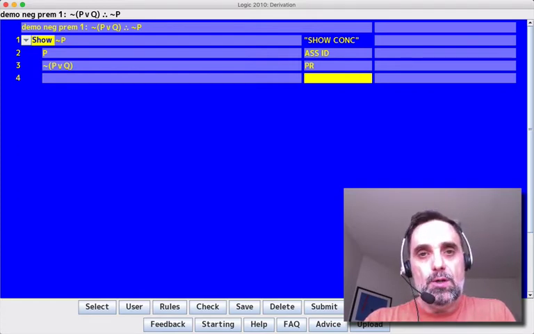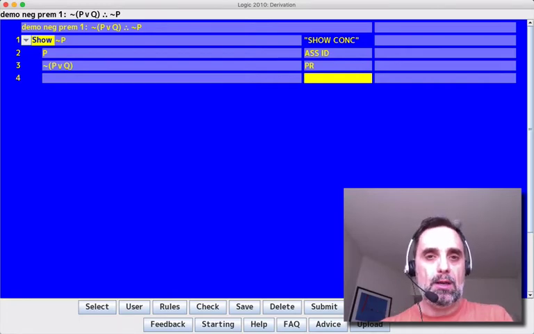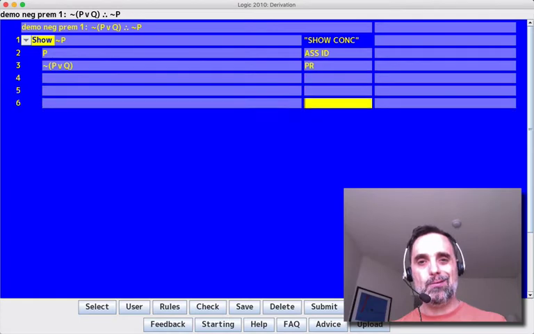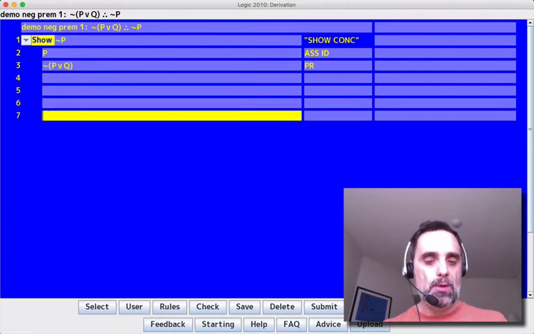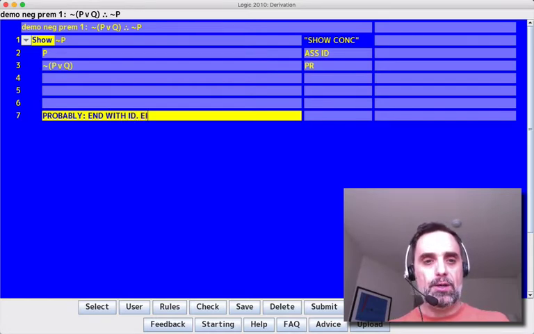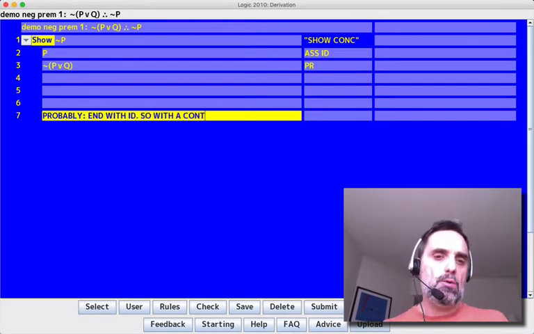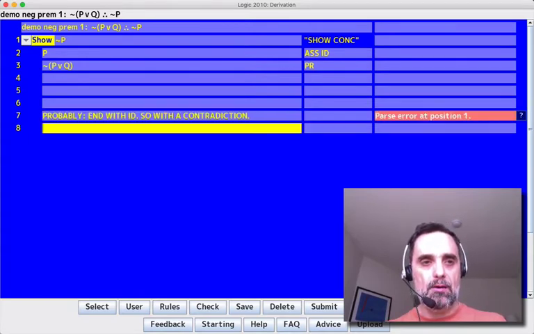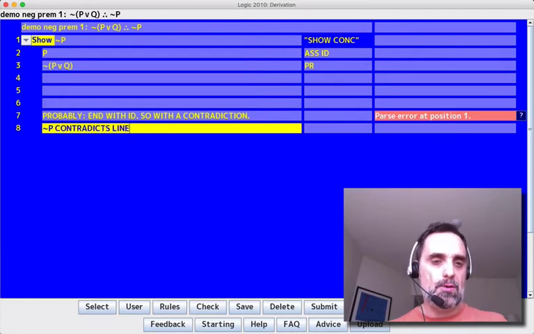So what else should we do? Well, it will help to think about how we're probably going to end this derivation. And how we're probably going to end this derivation is in a way that matches the assumption. So probably we're going to end with ID. And that means probably we'll end with a contradiction. So given what we have, we want to think, well, okay, so what would contradict what we already have? Well, negation P would contradict line 2. It's also actually the conclusion.